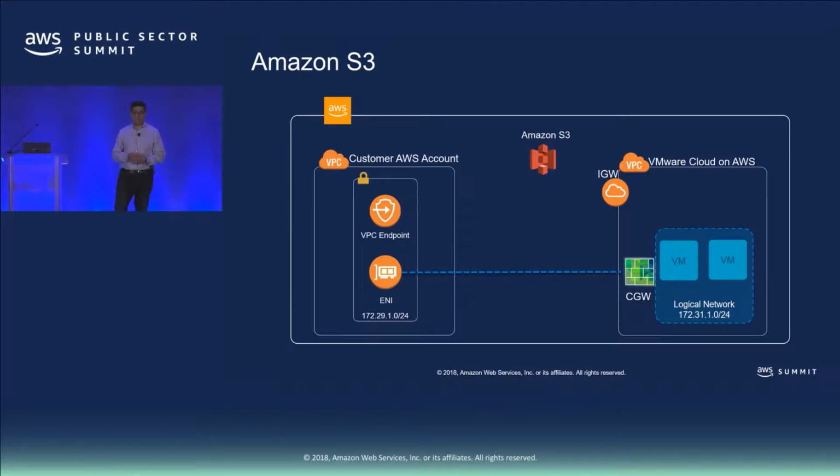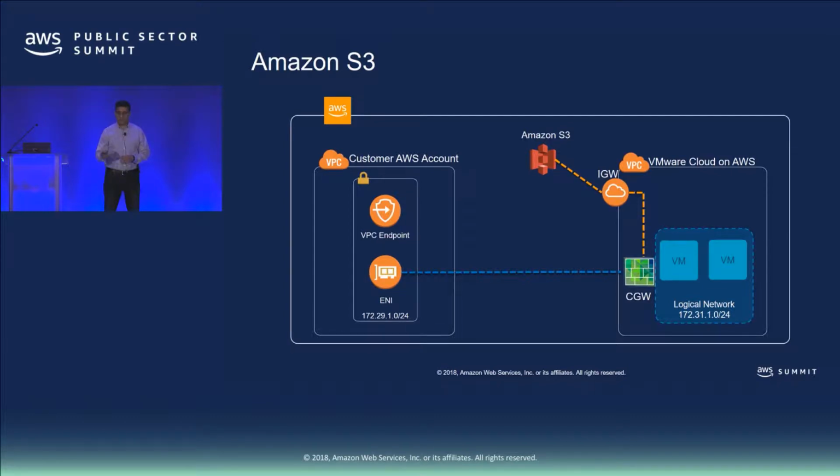So, two examples for gateway endpoints. We have two services today that support that, S3 and DynamoDB. S3 with VMware and AWS can be accessed with two options. Option one is that your compute gateway can utilize the IGW that's associated to the VMware VPC, and you will simply access the service directly from there.